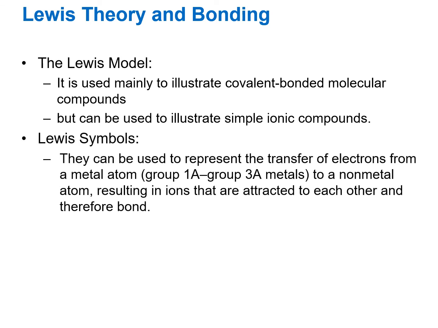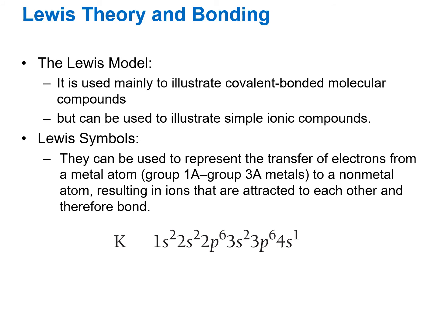So let's see. They can be used to represent the transfer of electrons from a metal to a non-metal. That would be an example of a simple ionic compound, and the resulting ions are attracted to each other as a result of that. So let's take a look at our friend potassium. Now here we have the electron configuration of potassium.